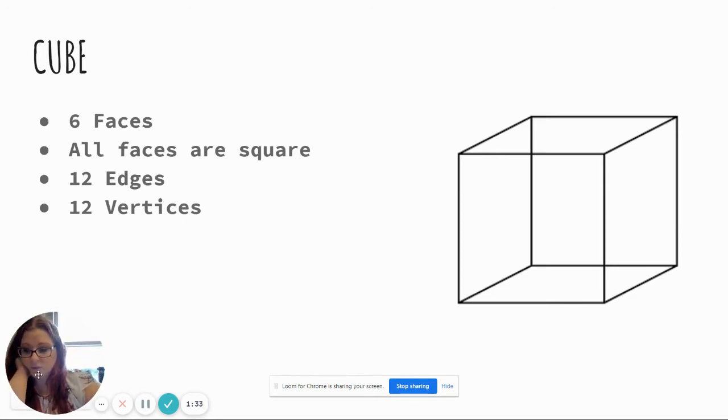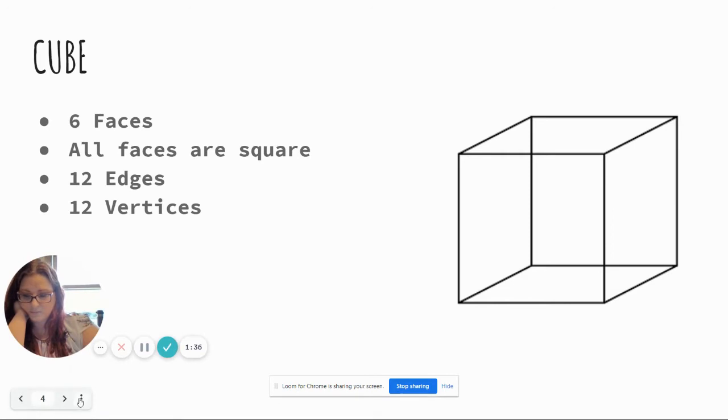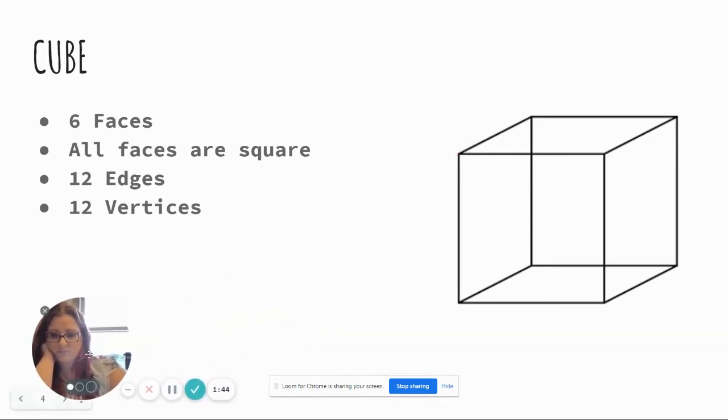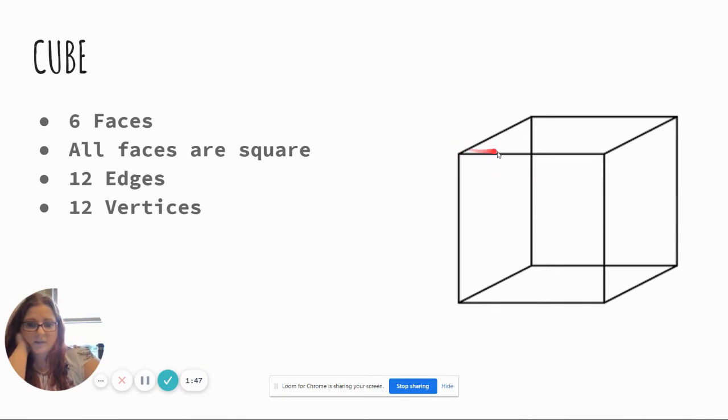And then if you look, let me move my face a little bit. Oh, there we are. If you look at this, this is an edge. This is another edge. This is another edge. This is another edge. So there are 12 of these edges all the way around. If you count them all, you're going to find that there are 12 edges.